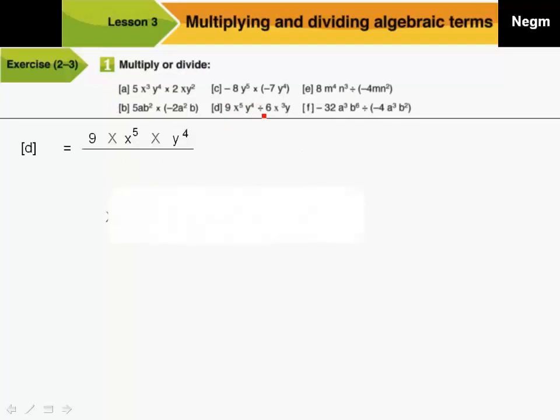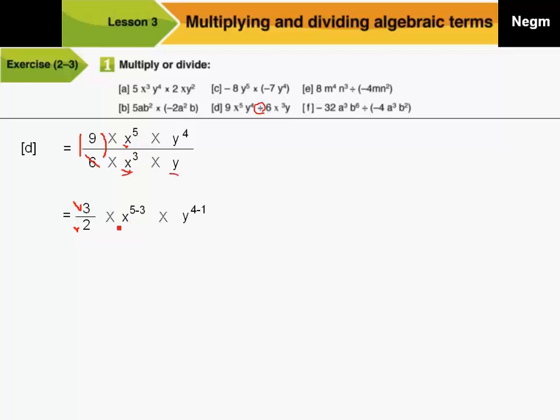G, we have division. 9 multiplied by x to the power 5 multiplied by y to the power 4 divided by, can be written as over, 6 multiplied by x to the power 3 multiplied by y. This will be equal, so we take the numbers together. 6 divided by 3 and 9 divided by 3 is equal to 3 over 2. We have the same base. The base here is x, and we have division, so we have to subtract the indices or the powers.